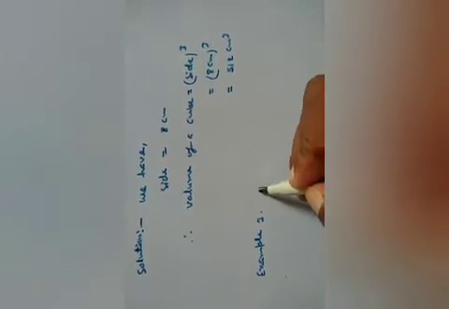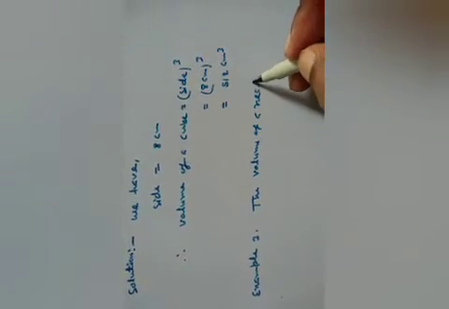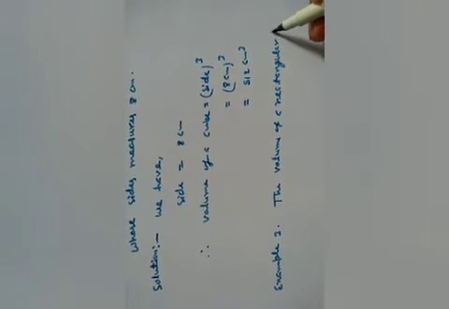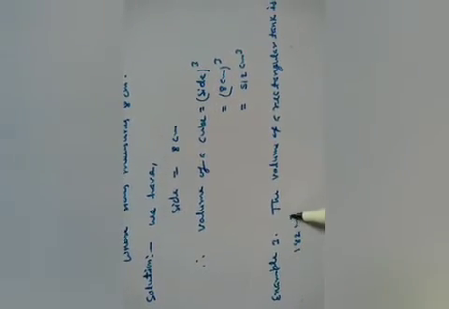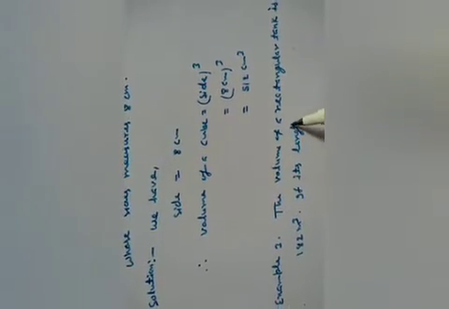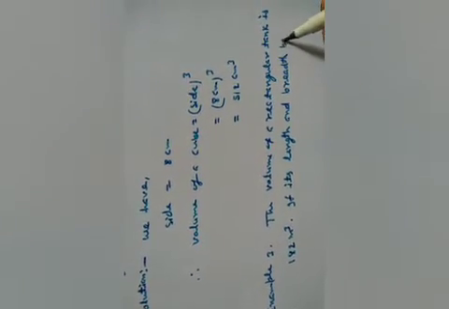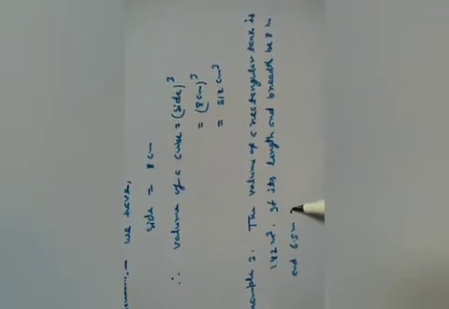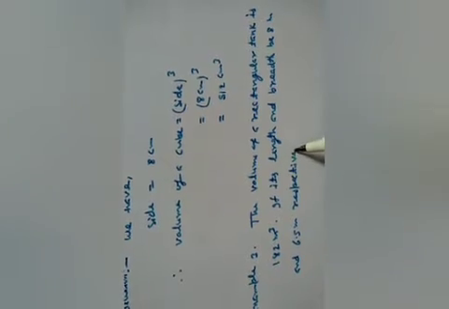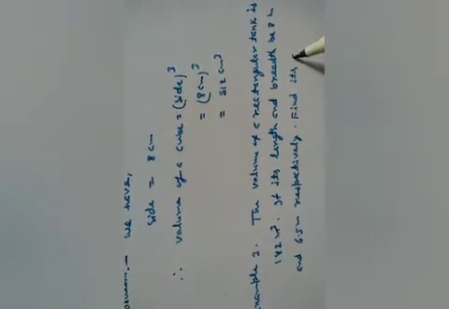Now example 3. The volume of a rectangular tank is 182 meter cube if its length and breadth are 8 meter and 6.5 meter respectively. Find its depth.